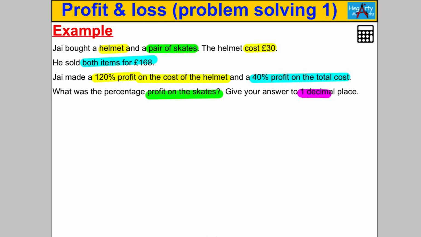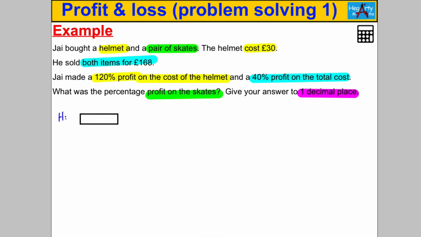So there's a lot going on here. Let's try and simplify things. We have the cost of the helmet, we know the profit of the helmet, so we could work out how much, for example, the helmet was sold for. So let's start with the helmet, which I'll call H here. Let's draw a little picture to represent it.